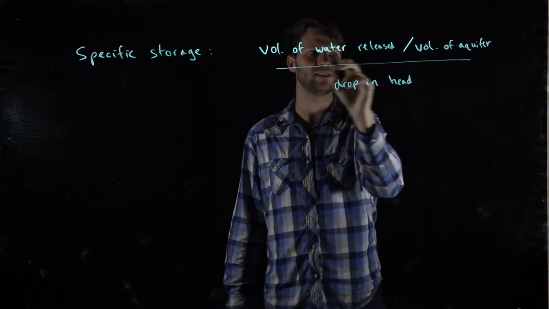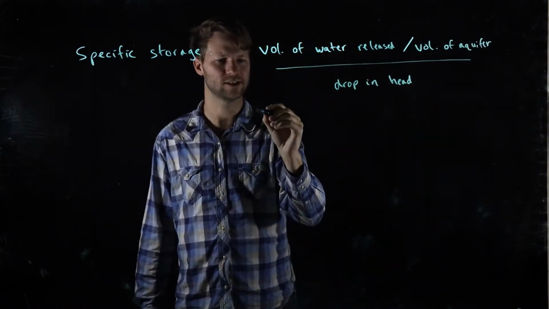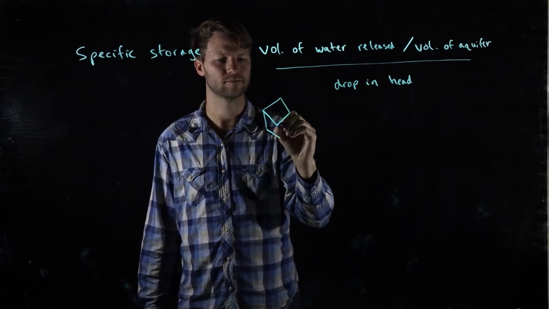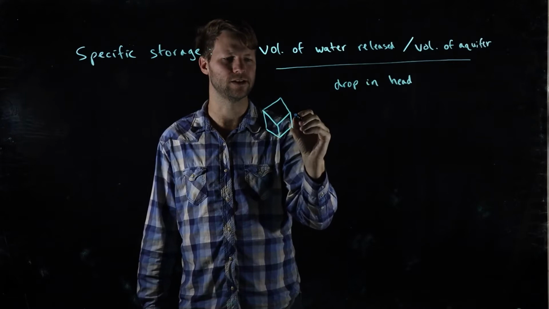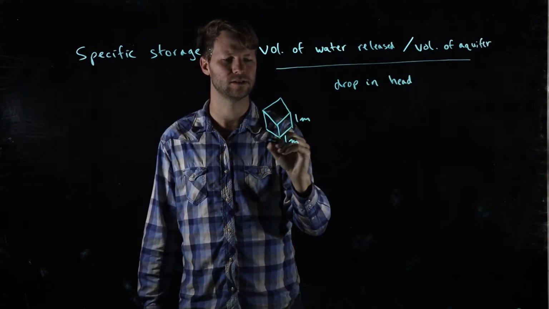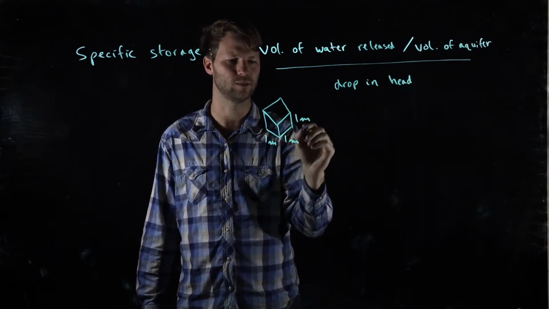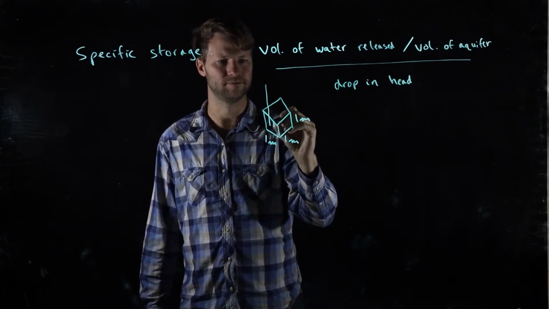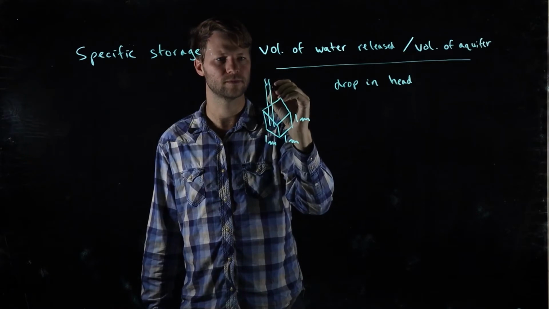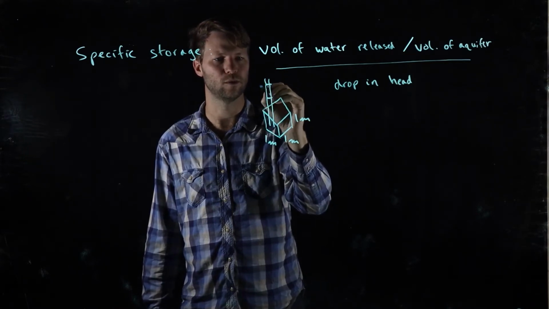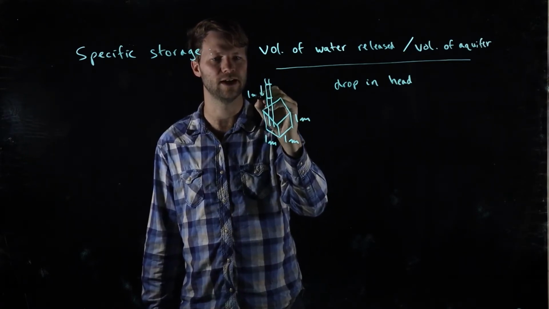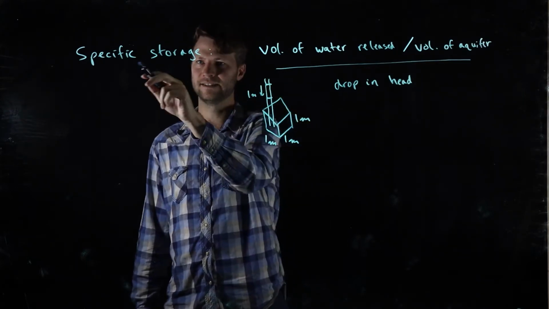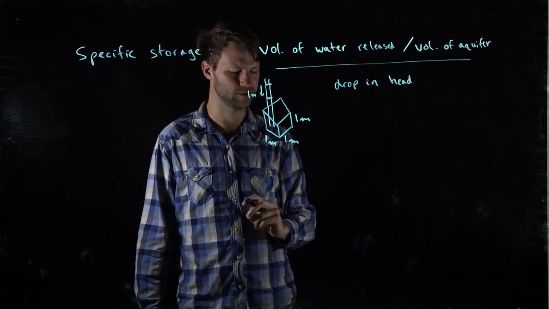The way that I find is easiest to think about this is just imagine that there's maybe a cubic meter of the aquifer that you're considering. So it's a box with unit dimensions, 1 meter on all sides. And you're causing a 1 meter head drop here, a unit head drop. What is the volume of water that comes out of this? That is the definition of the specific storage.